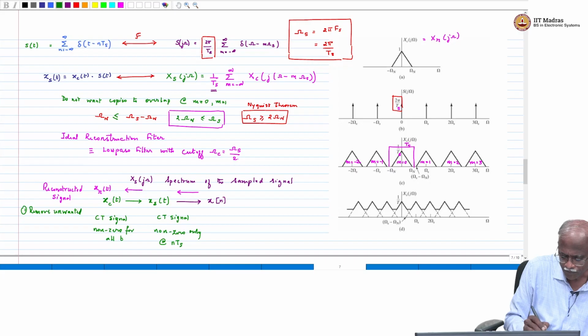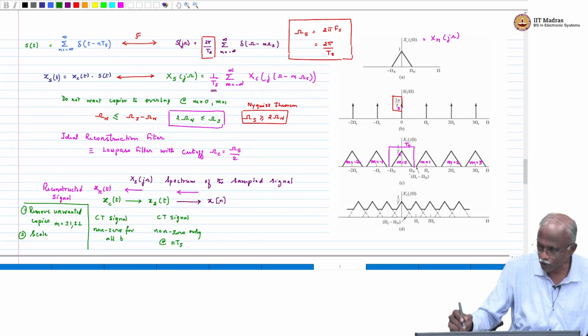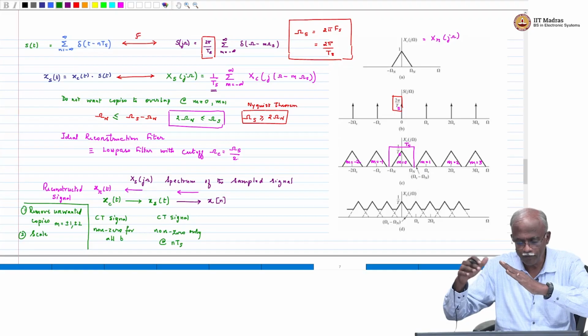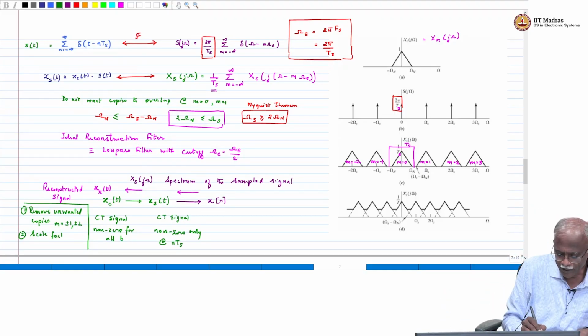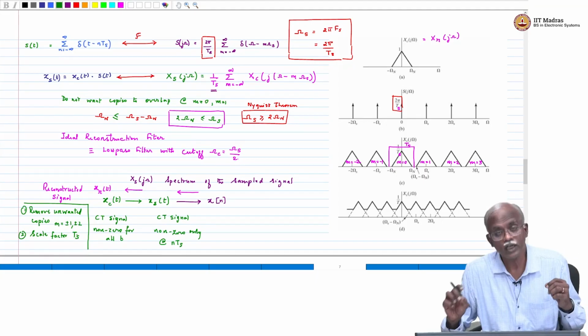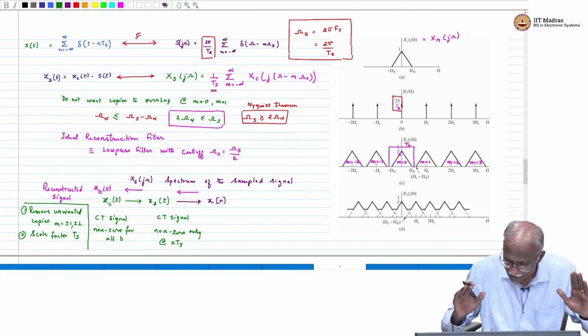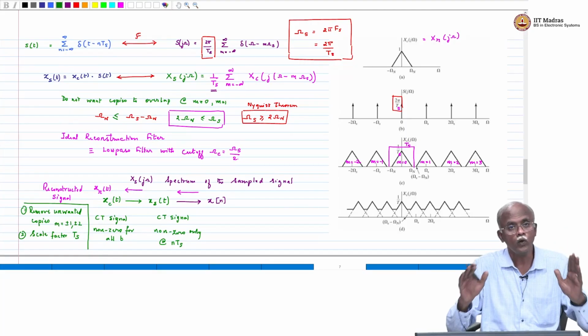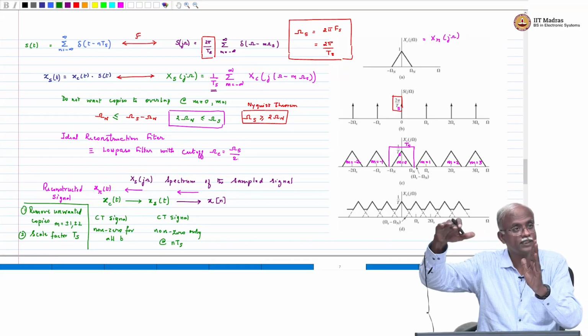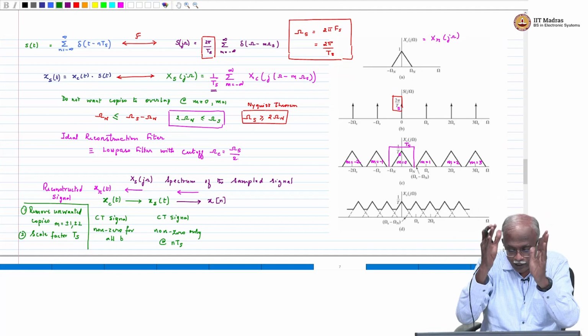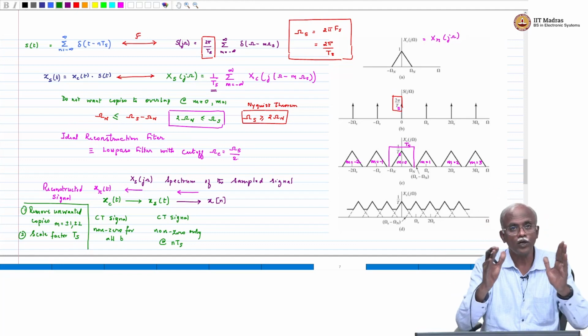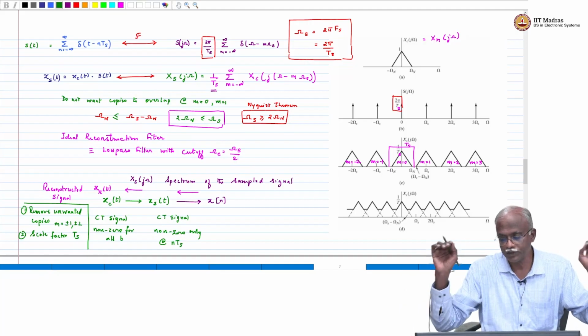These unwanted copies correspond to m equal to plus minus 1, plus minus 2 and so on. Second, you have to apply a scale factor, because the original had a height of 1, and now you have a scale factor of 1 over Ts, so you apply a scale factor of Ts. So the reconstruction process is to pass this signal through a filter whose frequency response has a gain of Ts, so that you get the correct scale factor, and a cutoff such that it removes all of the unwanted copies of the signal.